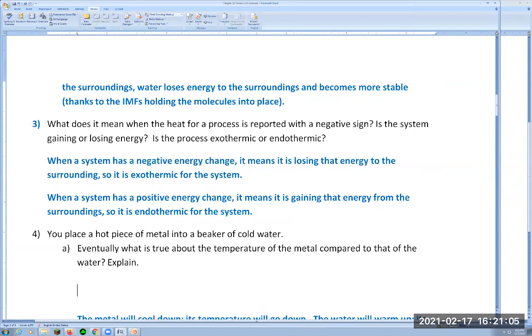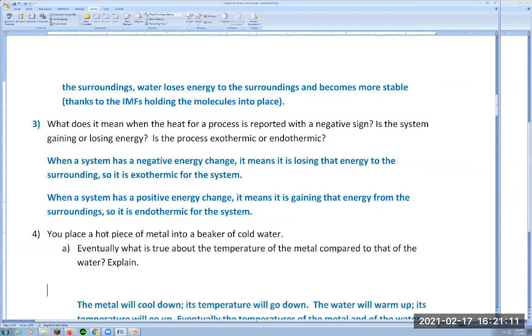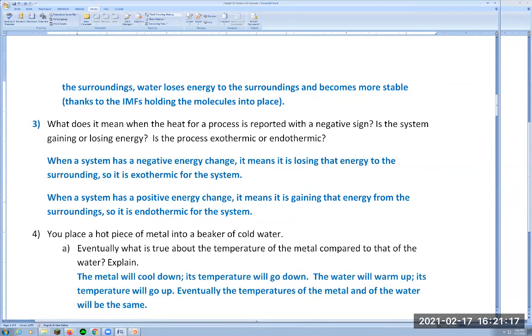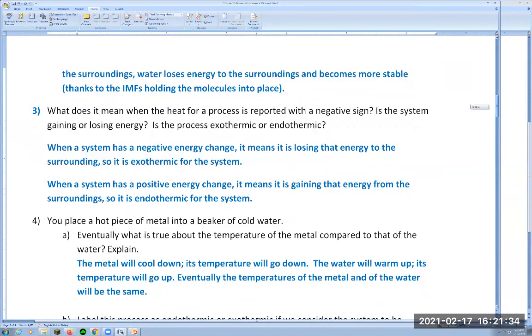And you can imagine that the metal will cool down, right? Because it's now in the cold water, it will cool down. The temperature of the metal will go down. And then for the water, it will be the reverse. The cold water will warm up thanks to the piece of metal. And so the temperature of the water will go up. And eventually, the temperatures of the metal and of the water will be the same. You will reach what we call an equilibrium, where the temperature of both the metal and the water will be the same. But for the metal, it will be a cooling down, and for the water, it will be a warming up.